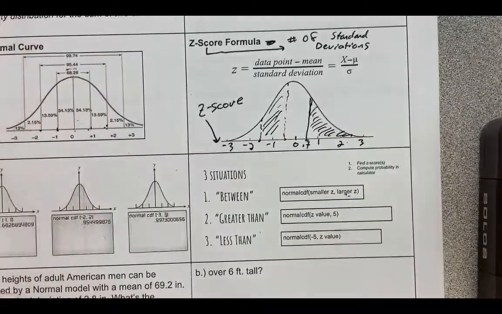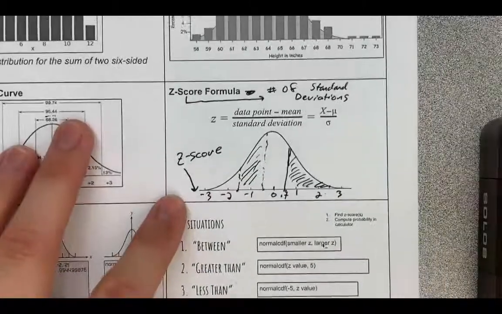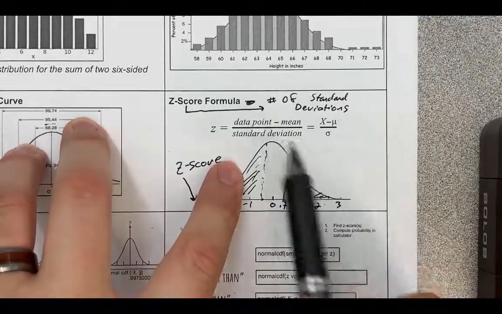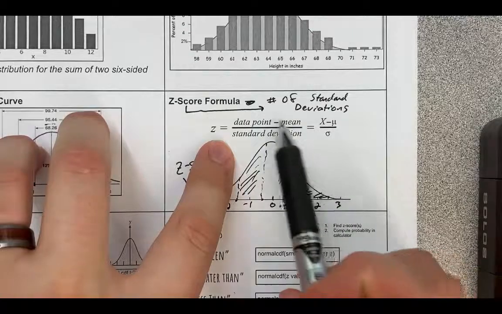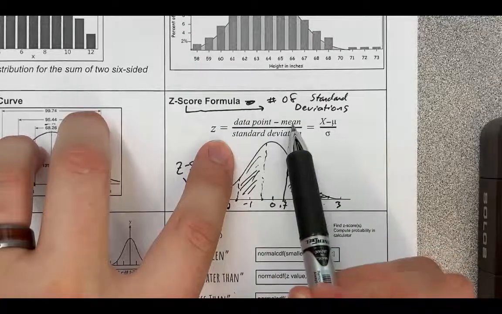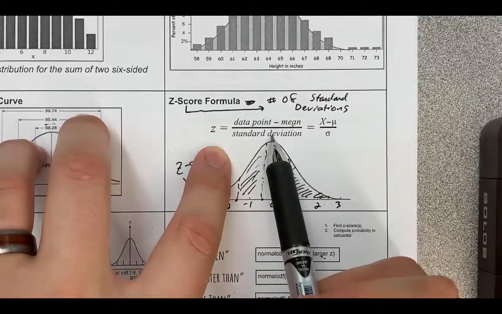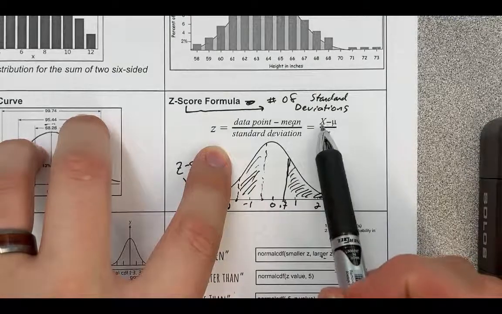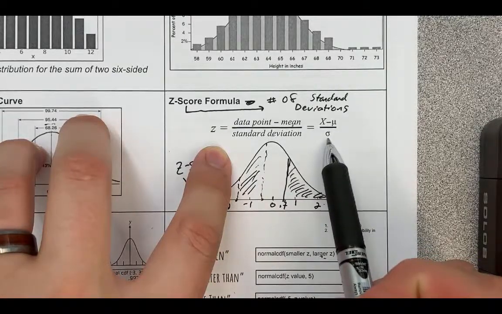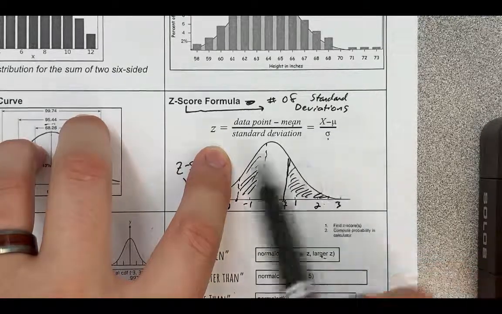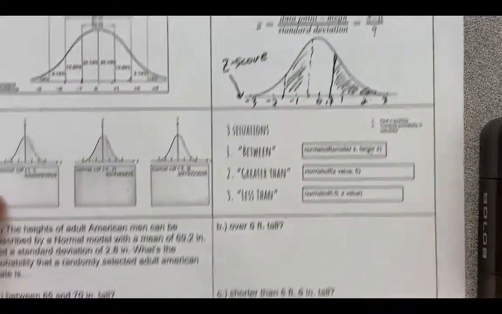All right, so let's do some examples here. Again, I didn't mention this formally, but the z-score can be found by taking the data point minus the mean, divided by the standard deviation. That'll give you the z-score every time, and in symbols that's x minus mu divided by lowercase sigma.